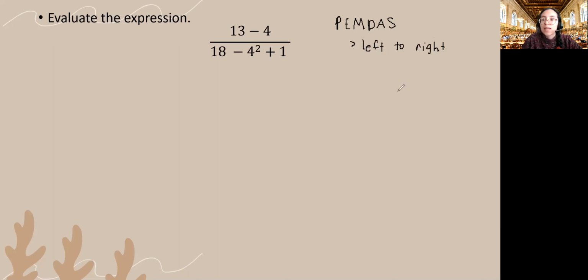So let's go ahead and see that in action. Okay, so we have 13 minus 4 divided by 18 minus 4 squared plus 1. Now, I am going to start at the top. I usually like to start in the numerator first. So I'm going to write 13 minus 4. That is going to give me 9. And now for the bottom, I have 18 minus 4 squared plus 1.